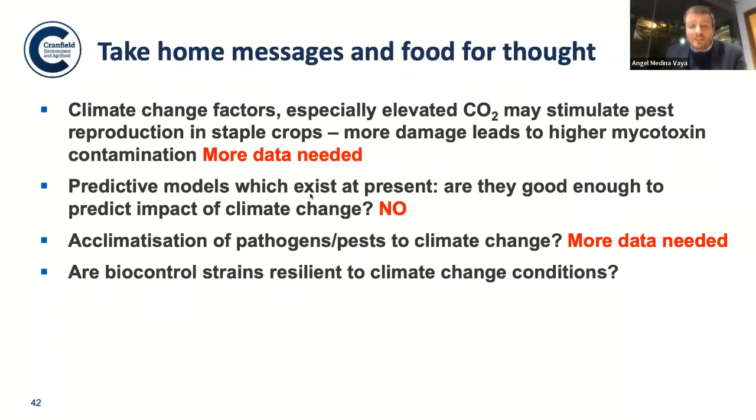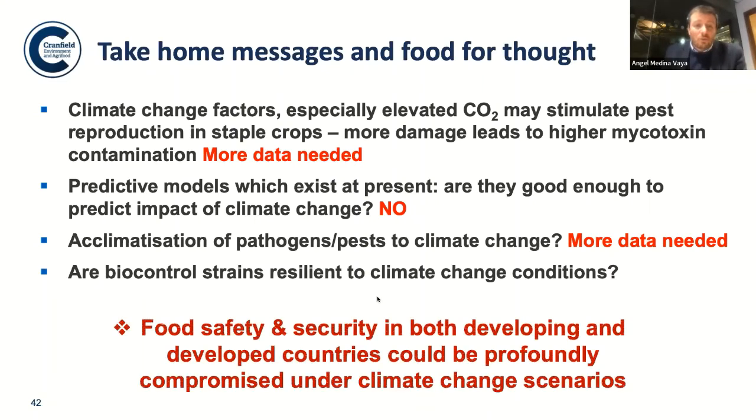The predictive models that are used now to tell farmers when there is risk and when there is no risk might not work properly, because as we have seen, when you add CO2 the prediction completely changes. And definitely the acclimatization of pathogens might play an important role here. But there is really not much data around, so more data is needed. Another question is how this is going to affect biocontrol strategies and the way that we now control mycotoxins in food. Very little data is available.